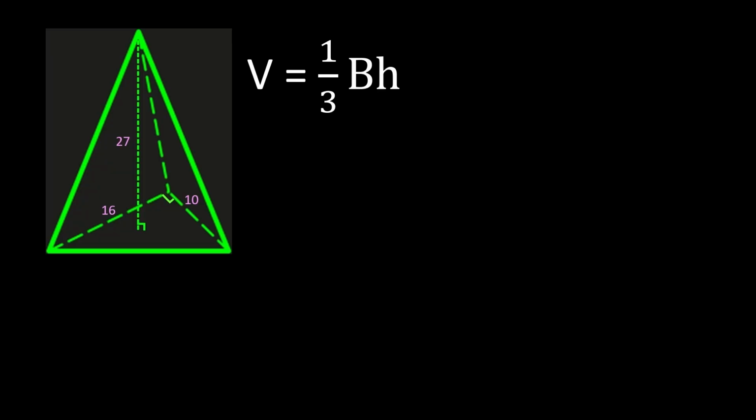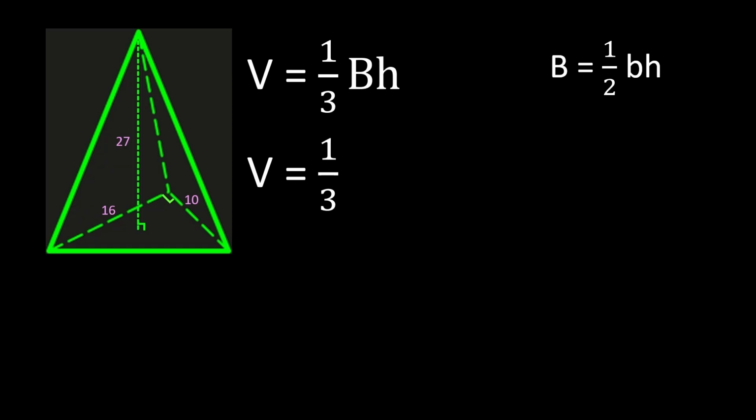To calculate the volume of a triangular pyramid, we're going to use the formula volume equals 1/3 times the area of the base times the height. So we start with the 1/3, and the capital B is the area of the base of our pyramid. And the base of our pyramid is a triangle. So to find the area of the base, we have to use the formula for the area of the triangle. And so that formula is 1/2 times the base times the height.